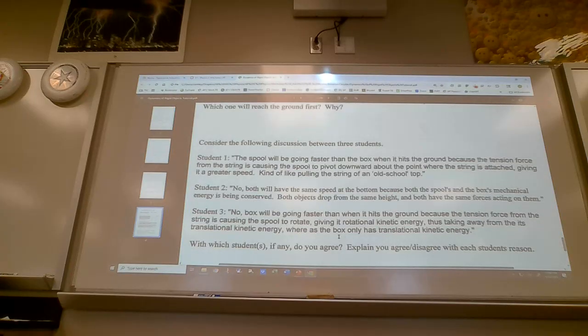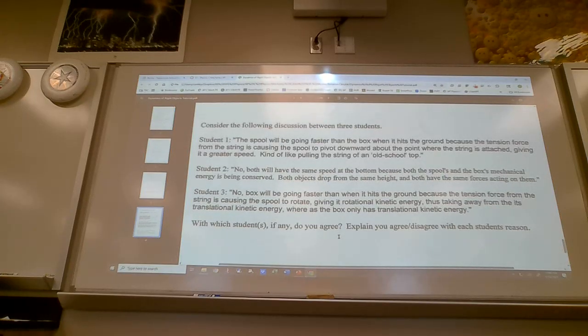Anyway, okay, student 2. Student 1's wrong. Student 2, what do we say? Still I don't think so, no. What do we disagree with student 2? The box's mechanical energy isn't conserved because the tension force is actually doing work and displacing. If we define the system as just the box, tension is doing negative work.